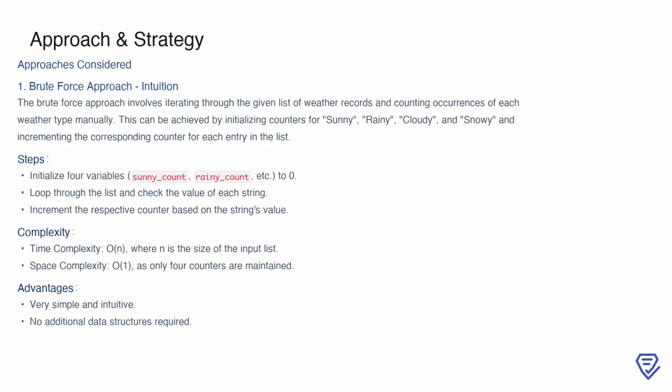In terms of complexity, the time complexity is O(n), where n is the size of the list, and the space complexity is just O(1), since we maintain only 4 variables. While this method is simple and gets the job done, it has some limitations, particularly when it comes to scalability if the number of weather types increases significantly.